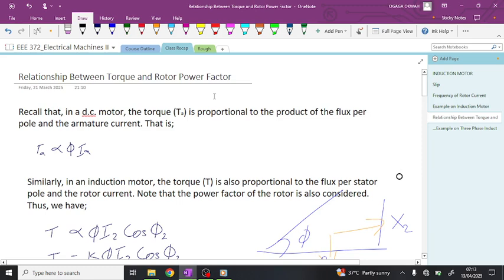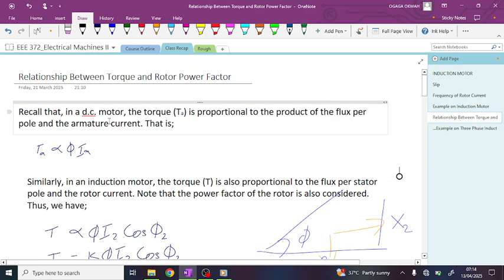In this video, we are going to talk about the relationship between torque and rotor power factor. Recall that the idea of the formula for torque is similar to that of the DC motor. Torque is in Newton meters: force and then the distance. But of course, this one has to do with rotation. So torque has to do with rotation.